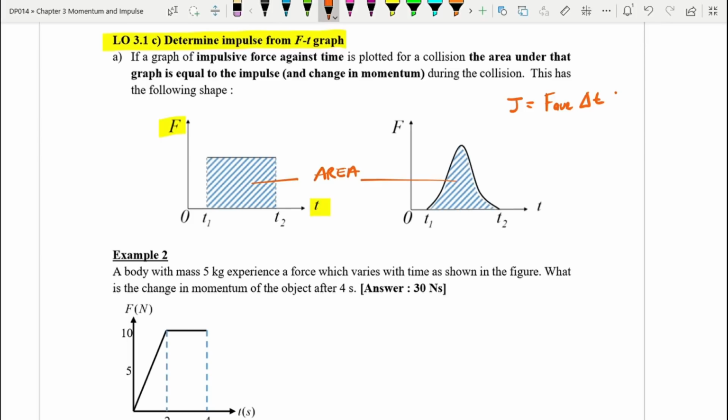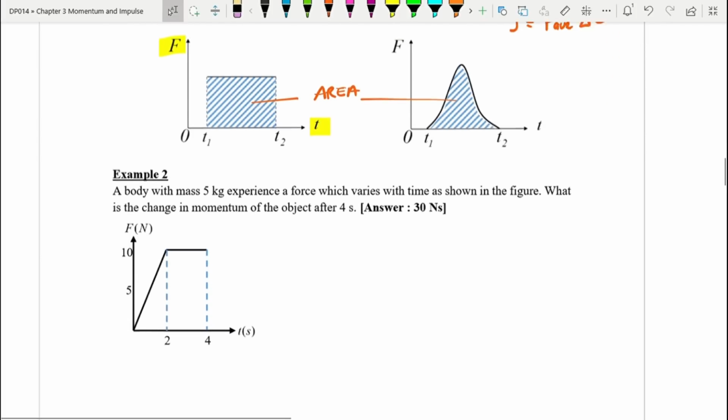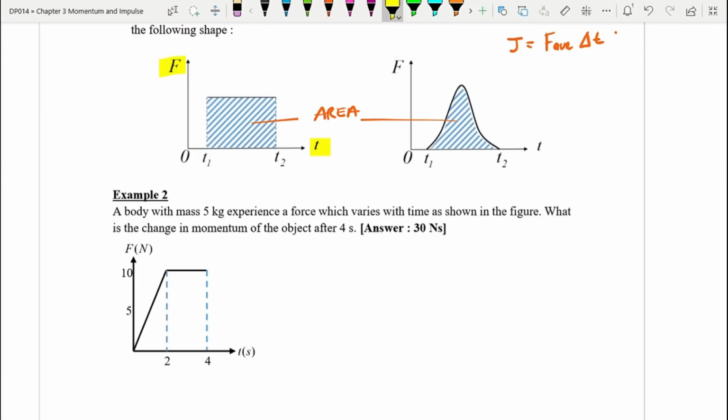Okay, let's look at example 2. A body with mass 5 kg experiences a force which varies with time as shown in the figure. That is the graph of force against time. What is the change in momentum of the object after 4 seconds? The graph shows the variation of time from 0 to 4 seconds.